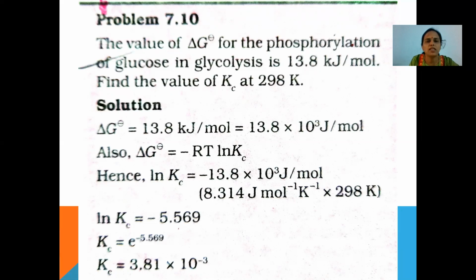We know the formula delta G equals minus 2.303 RT log K. We'll take the value of R here as 8.314 joules per mole per Kelvin. Temperature is 298 Kelvin, and we'll find out the value of log K. And then we'll calculate K, which will be equal to the anti-log of the value which you get. And the final answer Kc here is equal to 3.81 into 10 raised to minus 3.